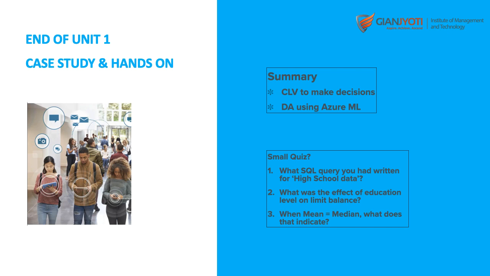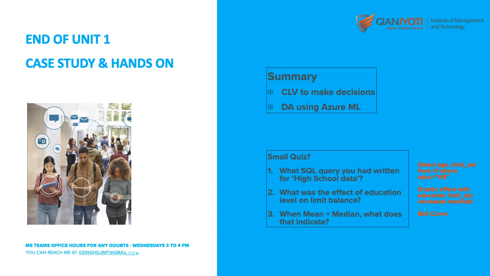Well, friends, I think you have written your answers. So here are your solutions. Number 1 is: select age, comma, limit balance from T1 where education is equal to, within double quotes, HS, that is high school. There was a drastic effect of education on limit balance, right? Because the limit balance increased manifold. When mean is equal to median, it is a bell curve.